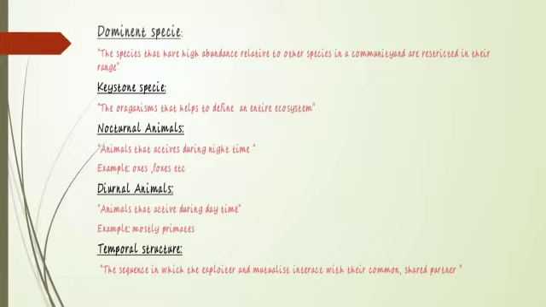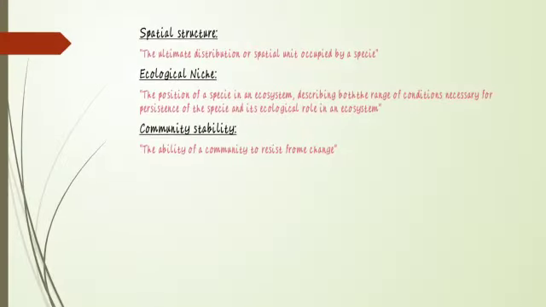Temporal structure, the sequence in which the exploiter and mutualist interact with their common shared partner. Spatial structure, the distribution or spatial unit occupied by a species. What is ecological niche? The position of a species in an ecosystem, describing both the range of conditions necessary for persistence of the species and its ecological role in an ecosystem. Community stability, the ability of a community to resist change.